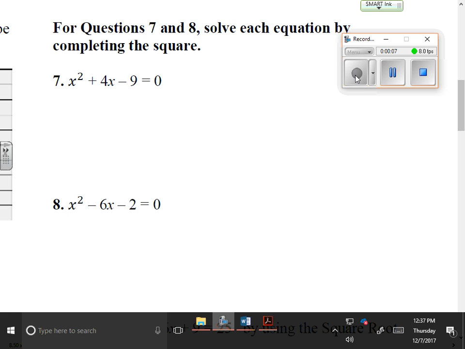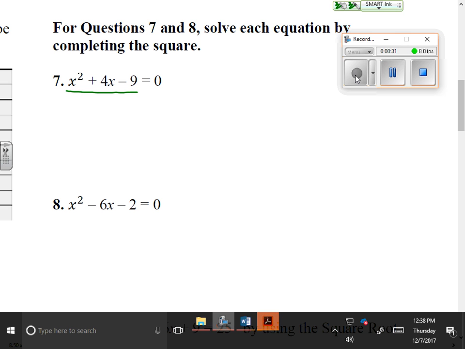The first thing you want to do when you're trying to solve by completing the square is decide whether this is a perfect square trinomial or not. How do you know?